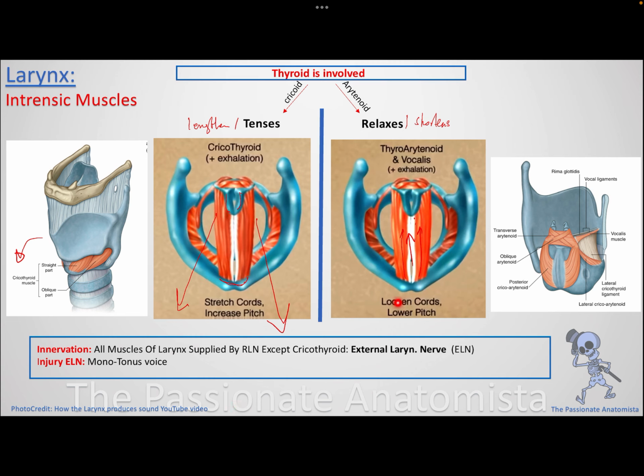All right. Now let's see how the thyroarytenoid muscle works. How do we move the thyroid posteriorly and shorten the vocal folds? You see? How do we move the thyroid towards the arytenoids? All right, now let's see how the cricothyroid is the only muscle that can bring the thyroid anteriorly and move it away from the arytenoids and lengthen and stretch the vocal cords.